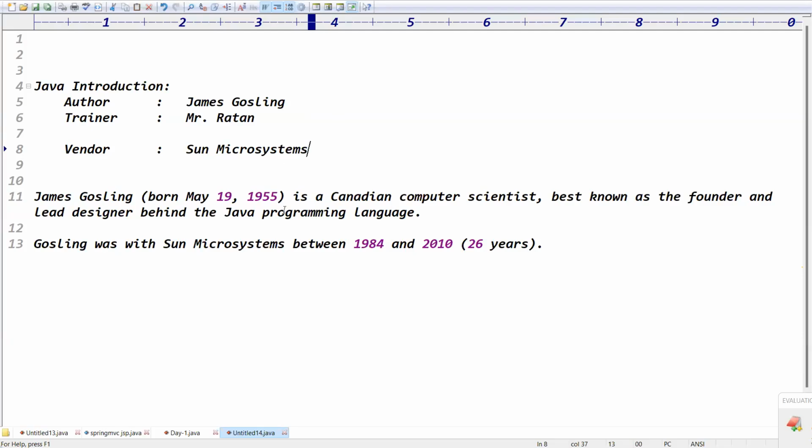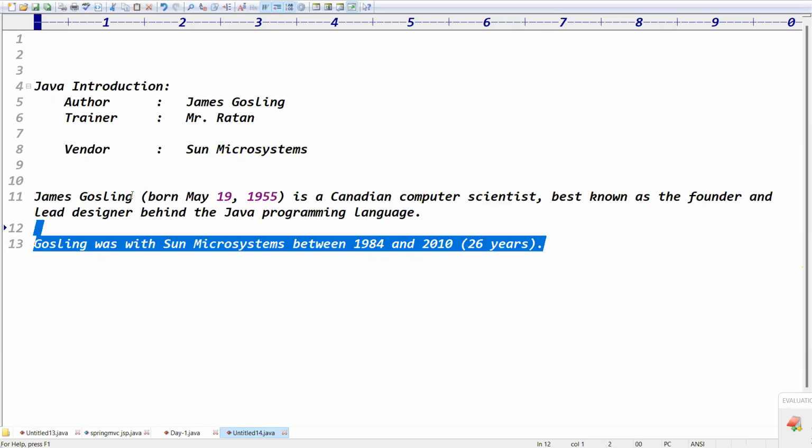Initially, the Java product was from which company? Sun Microsystems. James Gosling was with Sun Microsystems from 1984 to 2010. Up to 2010, he worked only at Sun Microsystems, for 26 years. So you got the point or not?